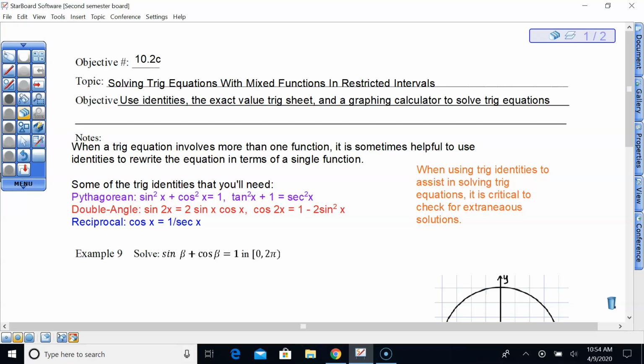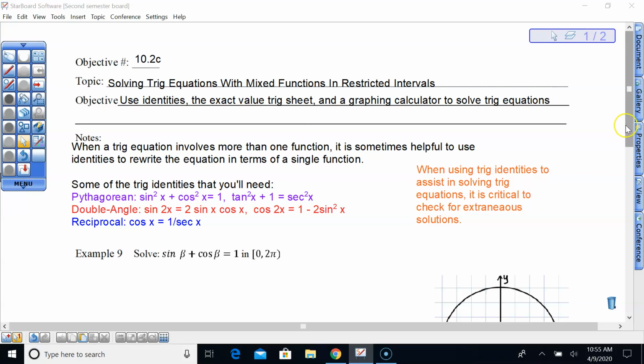When a trig equation involves more than one function, if you can use a trig identity to rewrite the equation in terms of only, say, sine or cosine or tangent, it's really helpful. But I'm just going to highlight here with my mouse that when you're using trig identities to assist, you have to check for extraneous solutions because they sometimes will create extra solutions. I'm going to suggest that you use Desmos to check your math today because Desmos will help you see when you have a solution that is extraneous.